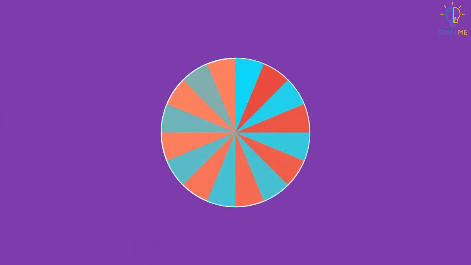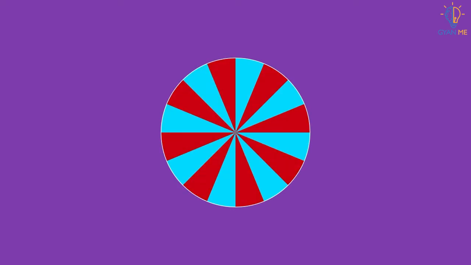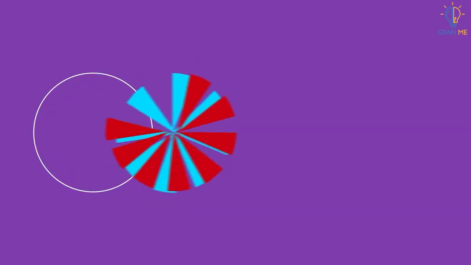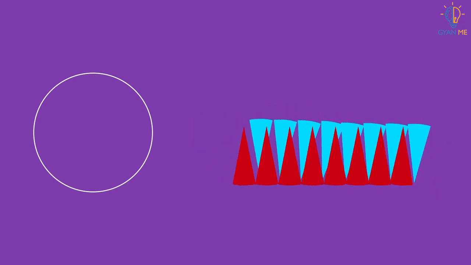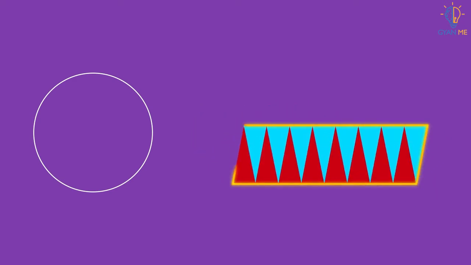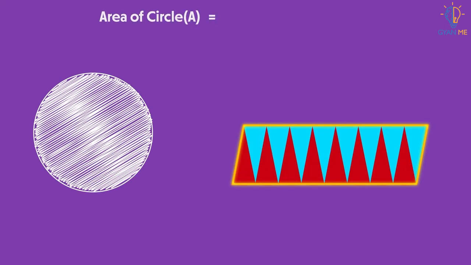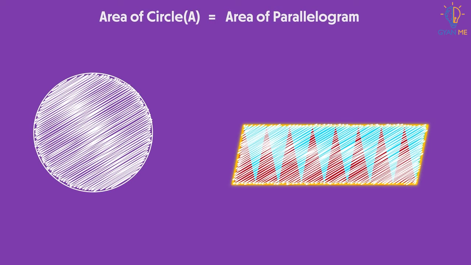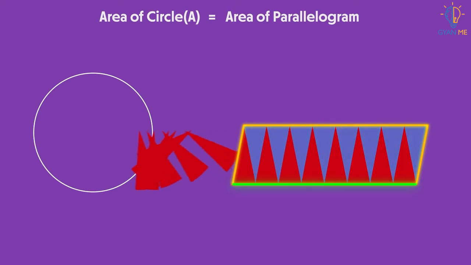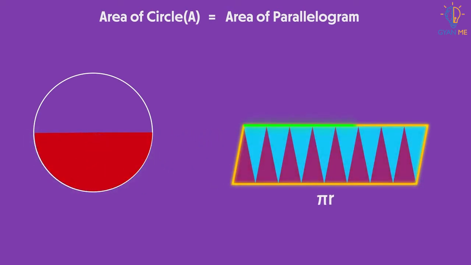Recall that you have learnt to divide circle into smaller equal sectors. Now arrange the sectors like this. Observe that it forms a parallelogram. So we can say that the area of circle will be equal to that of the parallelogram formed by the sectors cut out from the circle. As you can observe, the red colored sectors will contribute to half of the circumference and blue colored sectors will contribute to the other half.